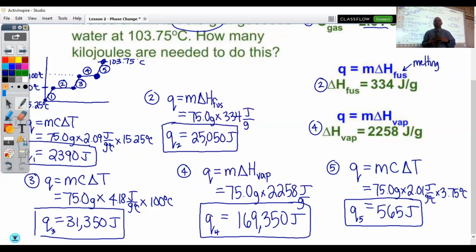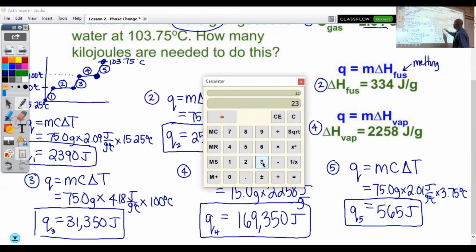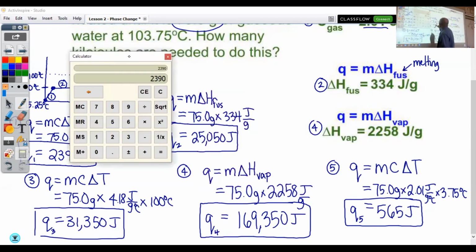Believe it or not, when you get to this point, you're ready to bag it, but you got to do one last step and you have to add together all of these different pieces. So we're going to take our answers from part 1, from part 2, 3, 4, and 5, and add them all up to get our total answer. So we have 2,390. That's from part 1. From part 2, we have 25,050. From part 3, we have 31,350. From part 4, we have 169,350. And from part 5, we have 565 joules. That brings us to a grand total.